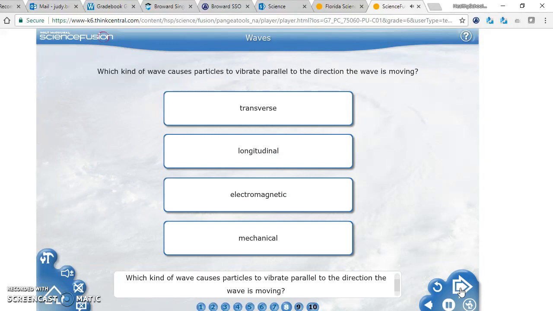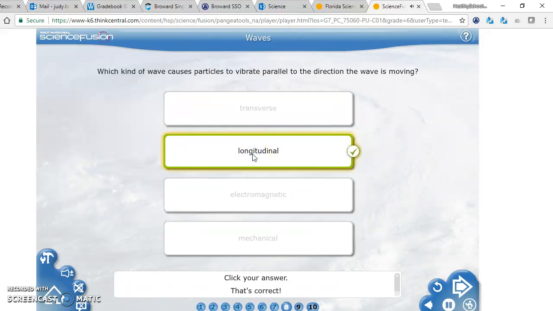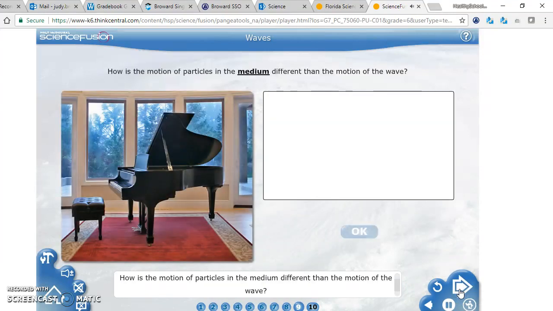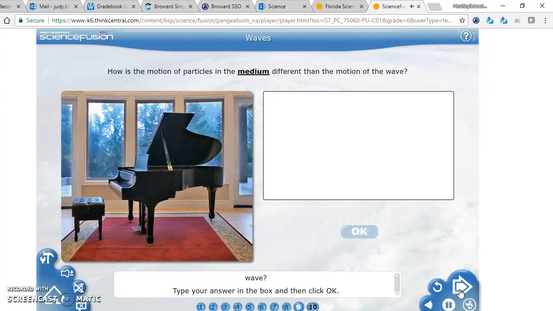What kind of wave causes particles to vibrate parallel to the direction the wave is moving? That's correct. Longitudinal waves cause particles in the medium to vibrate parallel to the direction that the wave is moving. How is the motion of particles in a medium different than the motion of the wave?